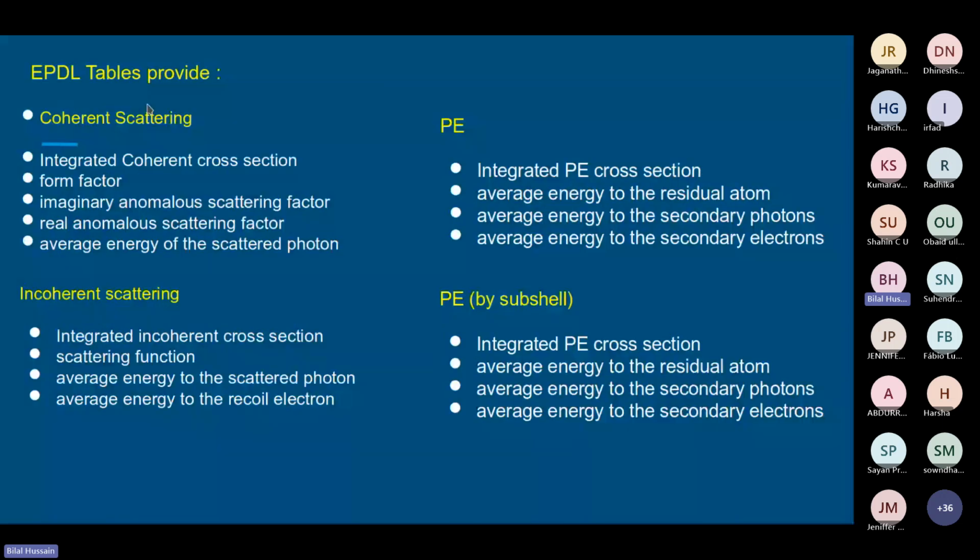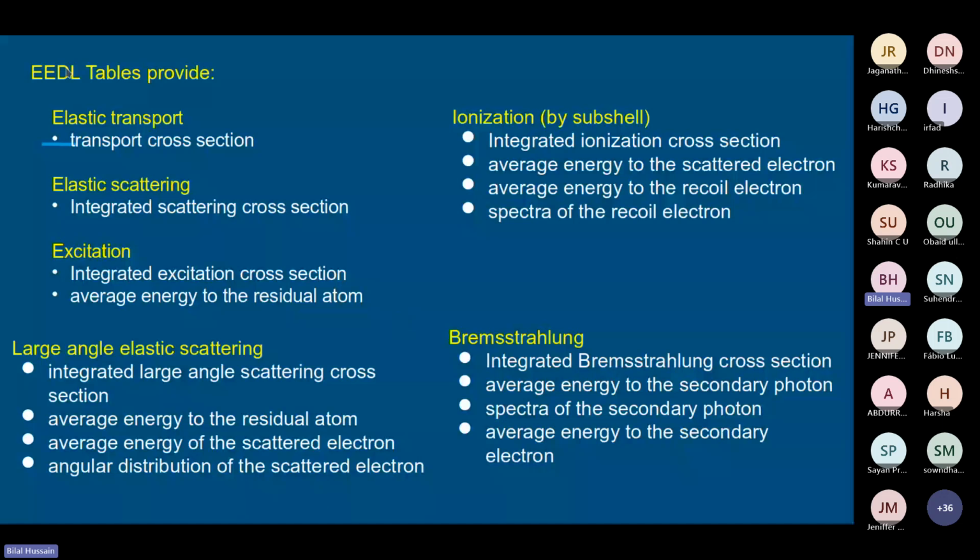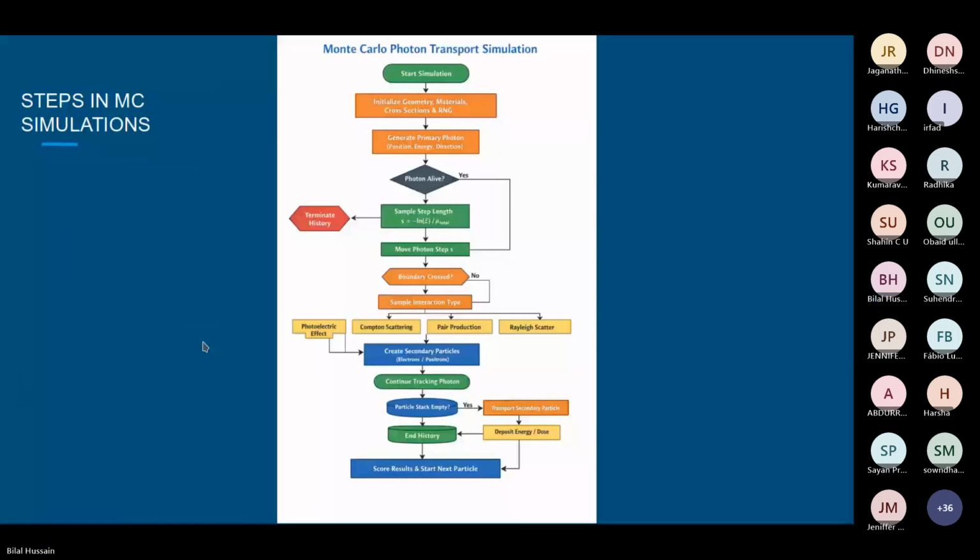Second is the EPDL table. It gives you a lot of other data, in fact coherent, incoherent, and photoelectric by subshells. So I'll show you a demo of that also. These two databases I'll show you. Of course, I'll not deal with EEDL. EEDL gives you the electron interactions. That we will deal with later.